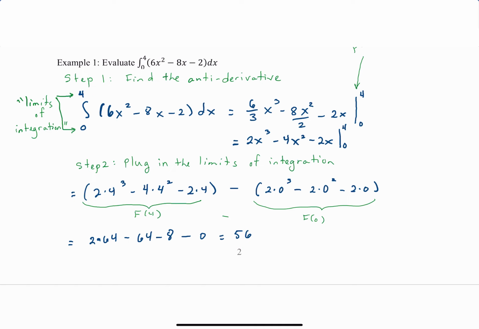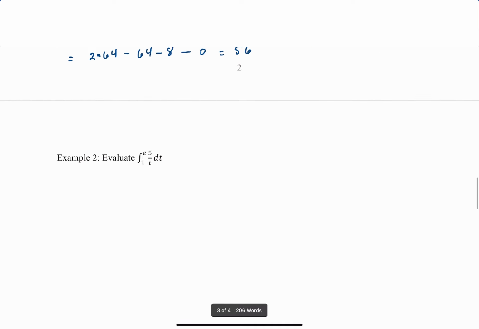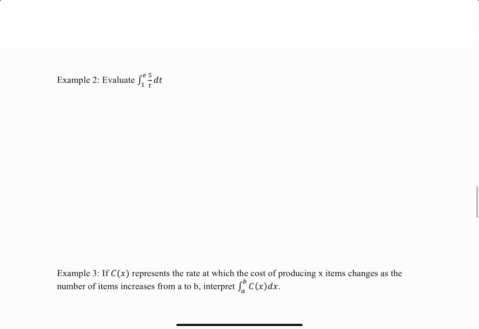Let's try another example. Let's evaluate the definite integral from 1 to e of 5 over t dt. Step 1 is to find the antiderivative, and remember, constant coefficients can be pulled out front. So I've got 5 times whatever the antiderivative of 1 over t is, dt, and we know that's going to be the log of the absolute value of t. Then I'm not going to put in the plus c. I'm going to put in the vertical bar with my two limits of integration.